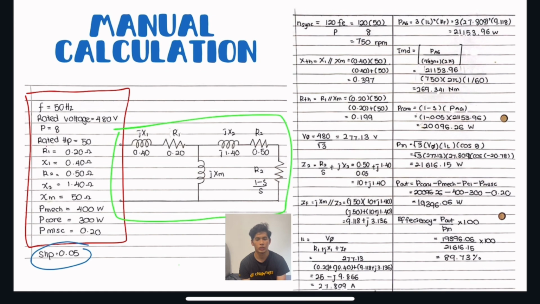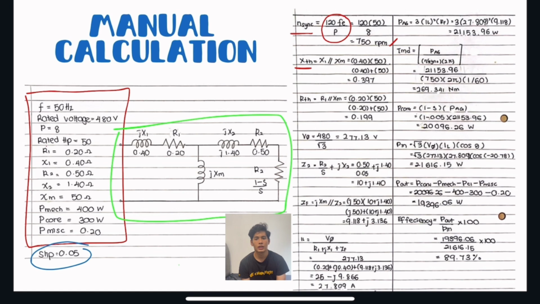circuit that we concluded from our project. So step one, to find the torque, we need to find the N sync, which the formula is 120 multiplied by frequency over pole, and we get 750 RPM.